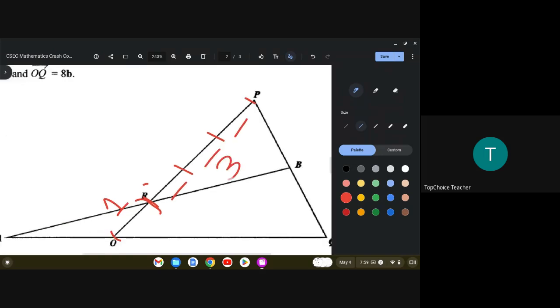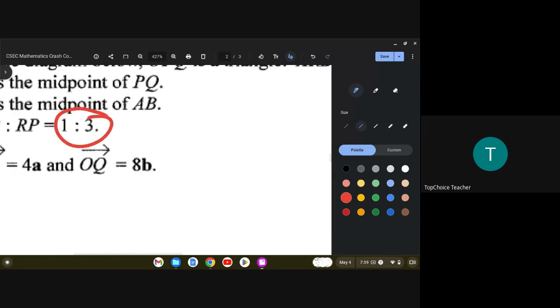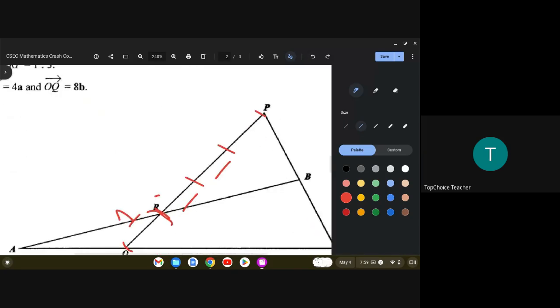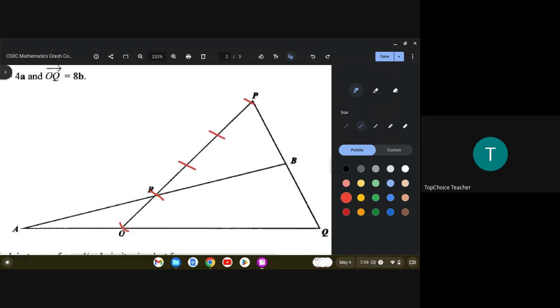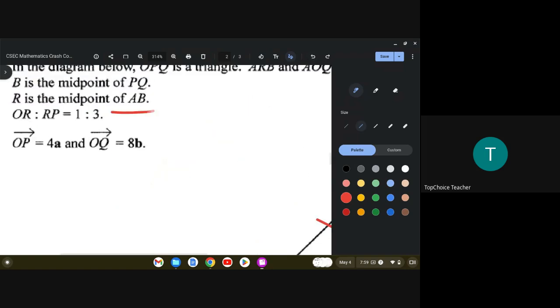So this is 3. If we add up this ratio, 3 and 1, we get 4. So, to make life even simpler, that means if we divide this distance from O to P into 4 pieces, this is piece 1, piece 2, piece 3, and piece 4. One portion is OR, and the next 3 portions is RP. This comes up a lot in these types of questions, these types of ratios.